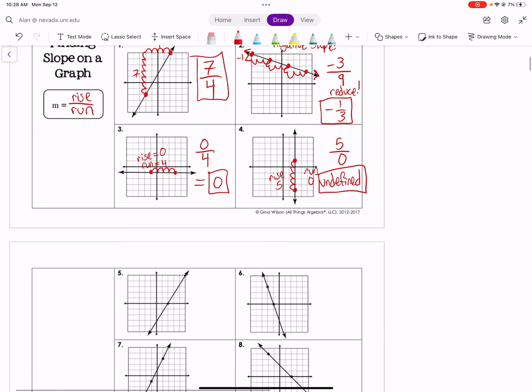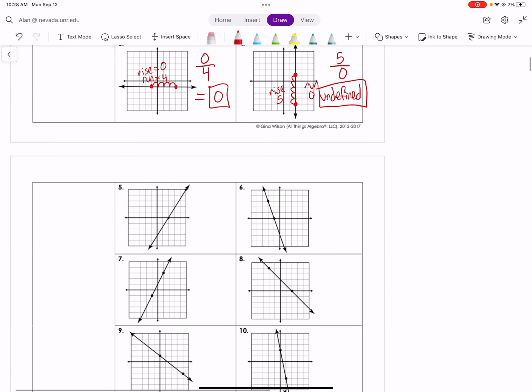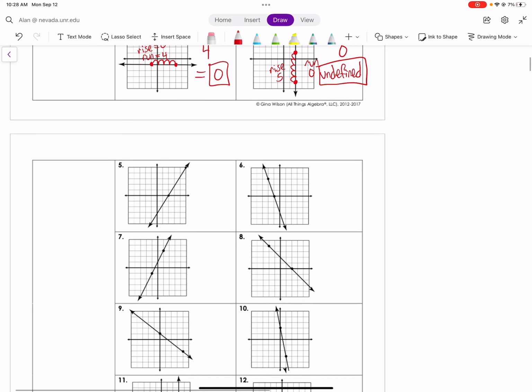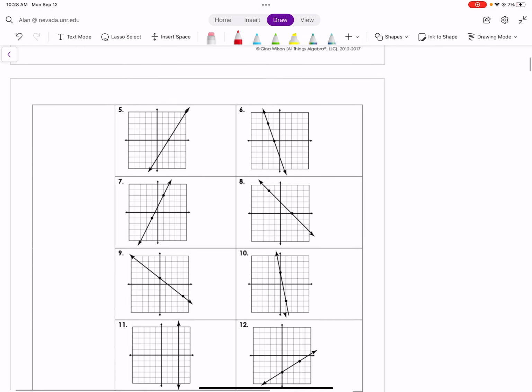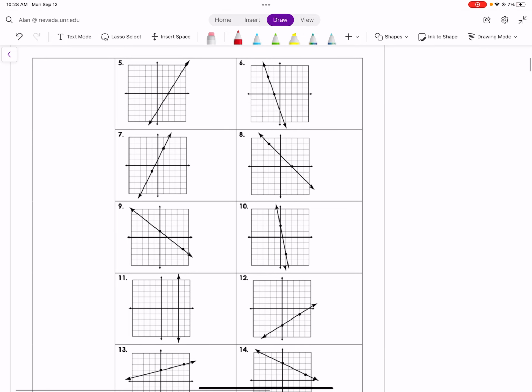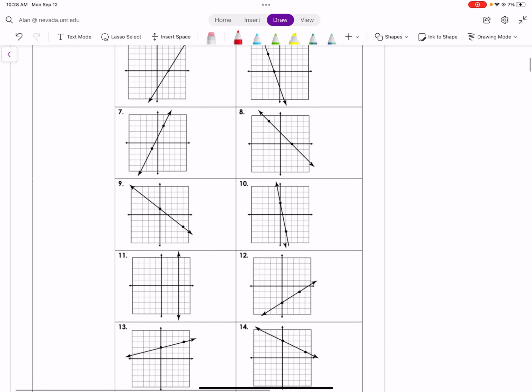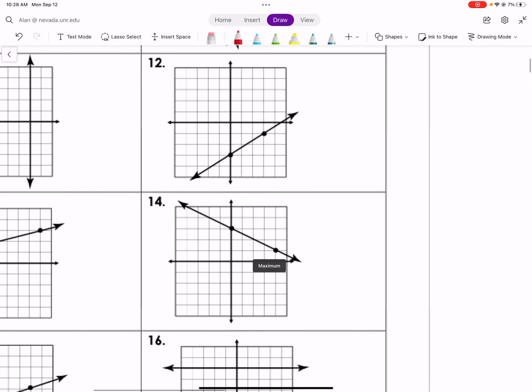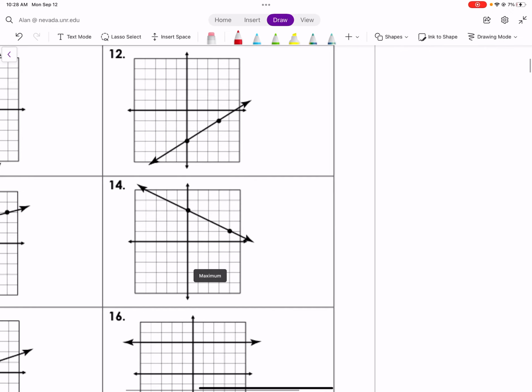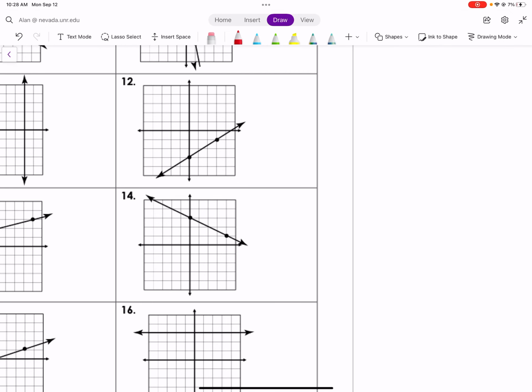Okay, moving on to the next page. Let's jump down. We're going to skip some of these, and if you have time today after these notes, I want you to fill in the rest of these that we are skipping, but we're going to skip down to number 14. Let's figure out the slope of 14.